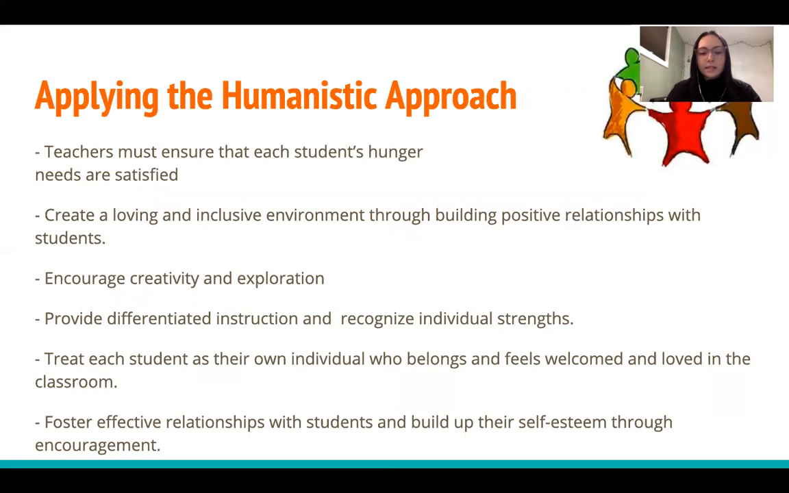Encouraging creativity and exploration and providing differentiated instruction are also important. Additionally, recognizing individual strengths, treating each student as an individual who belongs, and building up self-esteem of students through encouragement are all ways to apply Maslow's approach.